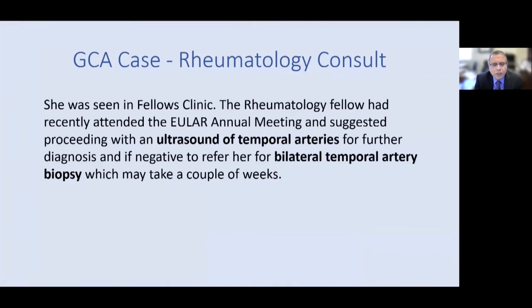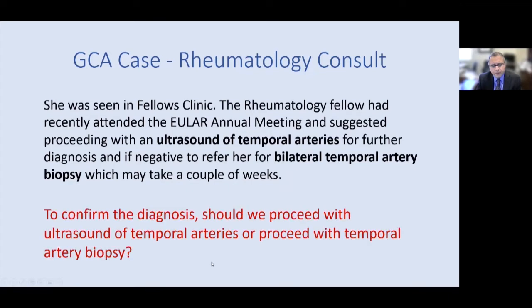So the staff rheumatologist was seeing the patient with a fellow in the clinic, and the fellow remembered that she had heard about Europeans using temporal artery ultrasound for diagnosis of giant cell arteritis. Because they had a high suspicion that this patient had GCA, she suggested that we proceed with ultrasound, and then, if negative, maybe consider bilateral temporal artery biopsies, but that wasn't available right away. So to confirm the diagnosis, how should we proceed?